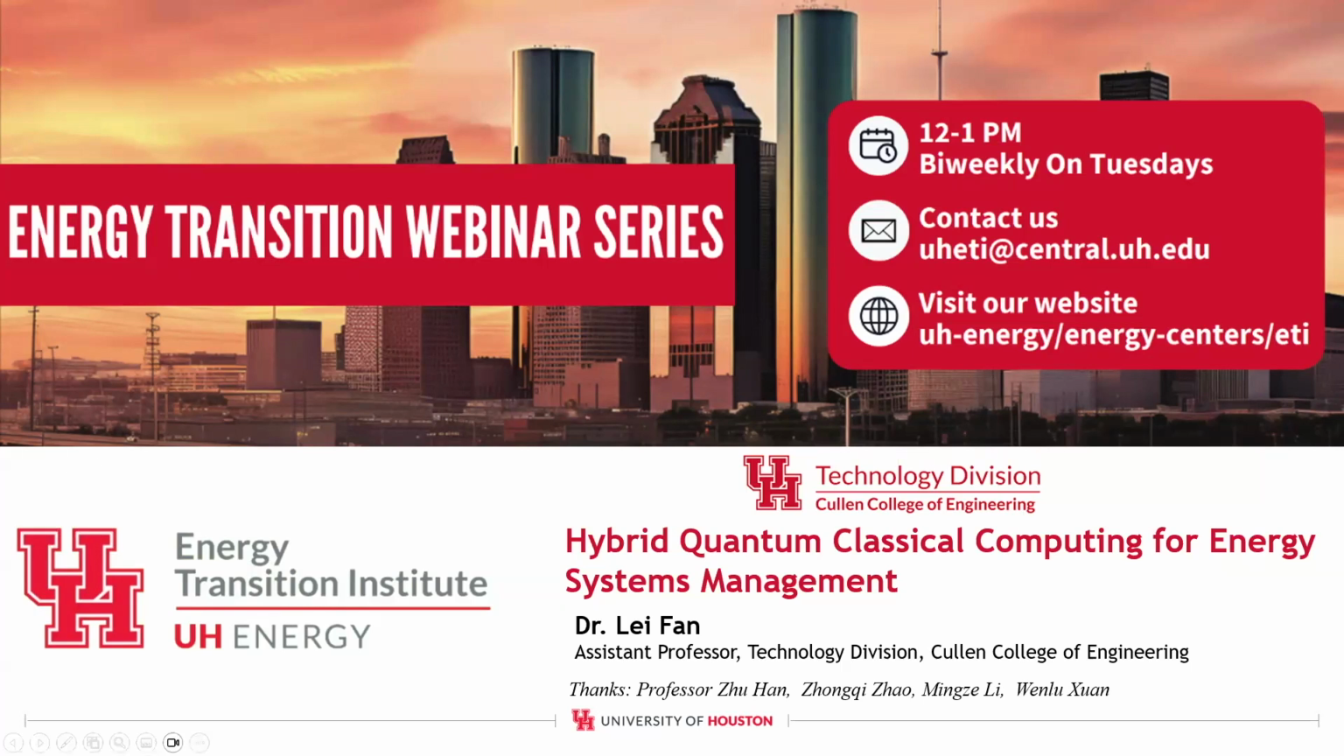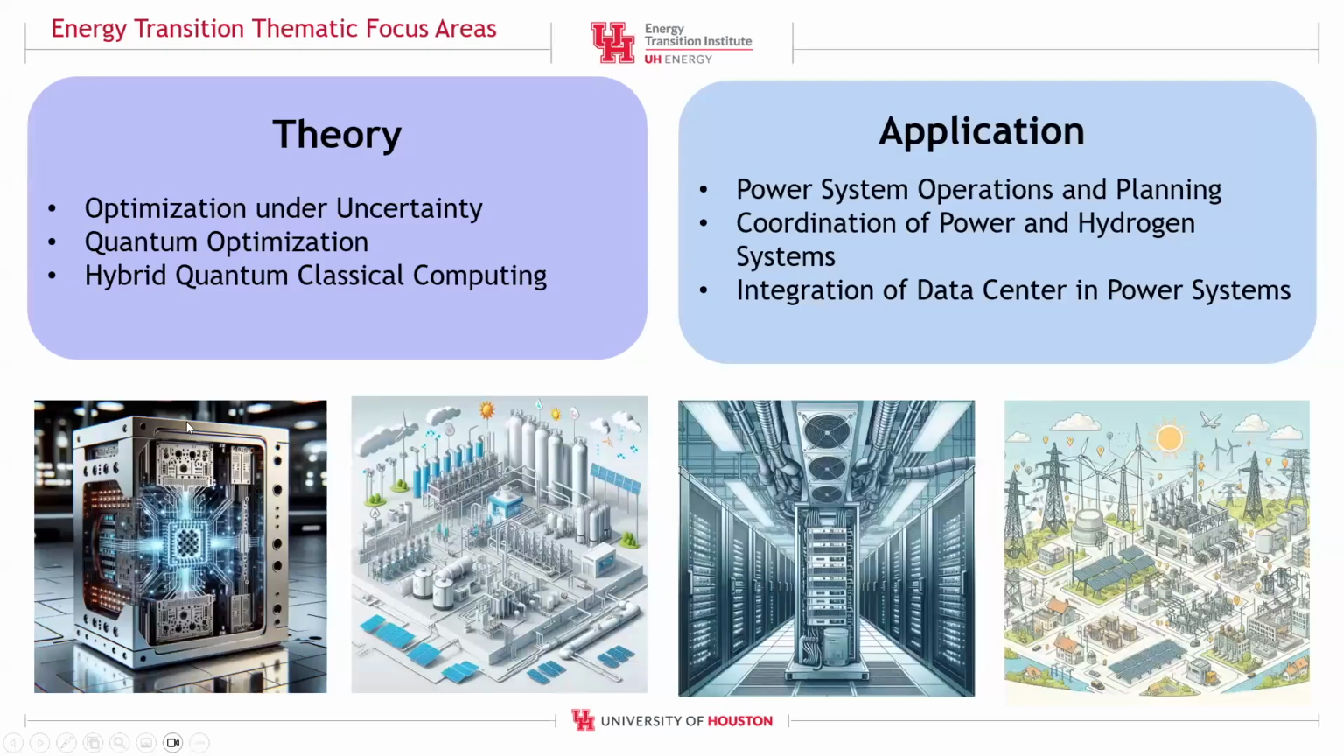First, let me introduce our group research. Our group has two parts. First, we study the theory part. We study the optimization algorithms under uncertainty, and we also design quantum optimization algorithms. Then we also combine the classical and quantum computing techniques together, and study these hybrid techniques.